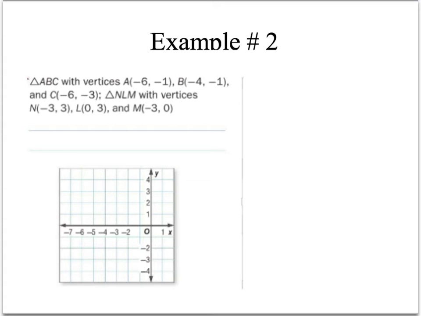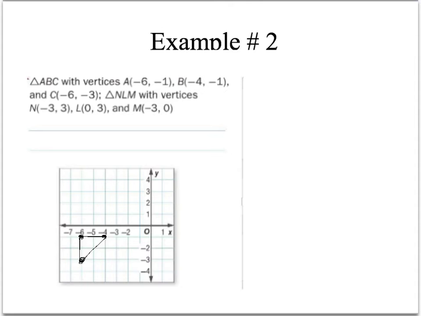Skip a line and put example number 2. It says triangle ABC with vertices A, -6, -1, which would be right here, B, -4, -1, and C, -6, -3. That makes triangle ABC. You would normally use a straight edge, and I don't have the capability to use a straight edge on this program. So there's my triangle ABC.